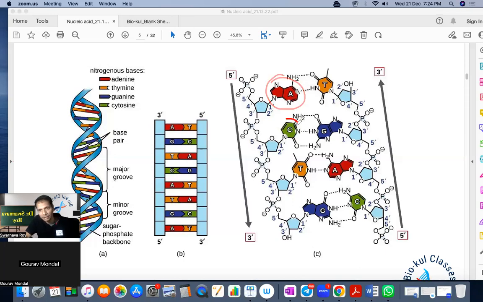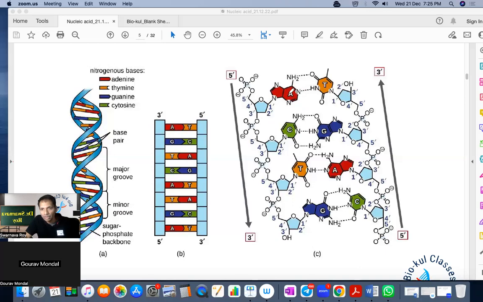Unlike this one, which has one ring. This is a cytosine. Again, this is one ring. This is a thymine. This is two rings. This is a guanine. So we know purines have two rings, pyrimidines have one ring. This is bonded with the sugar. And we know this is a DNA, and DNA has a deoxyribose sugar, which means there is only hydrogen, there is no hydroxyl.